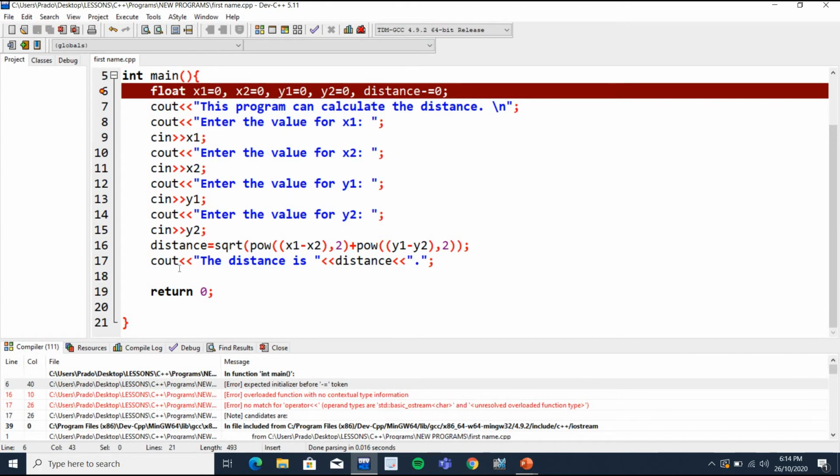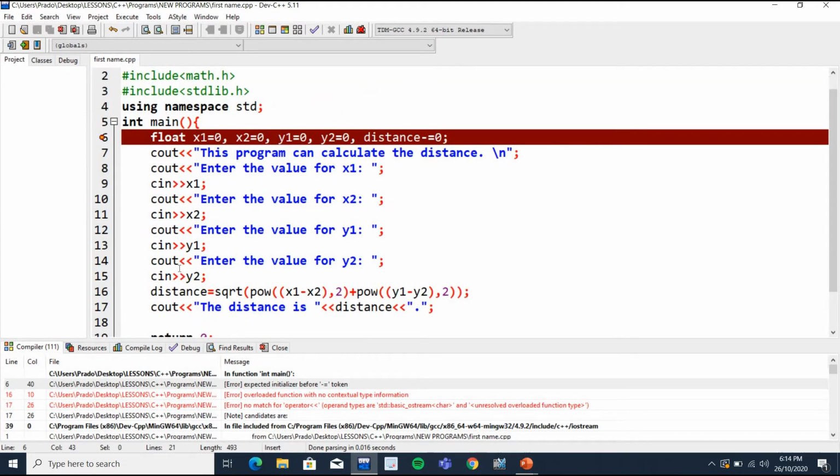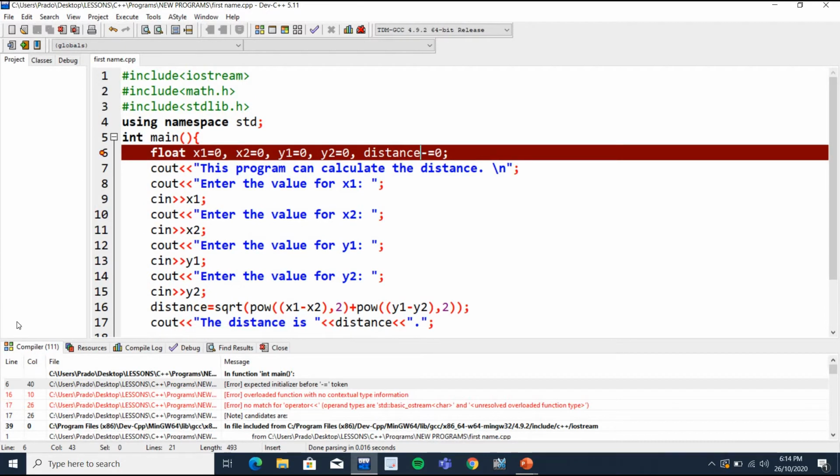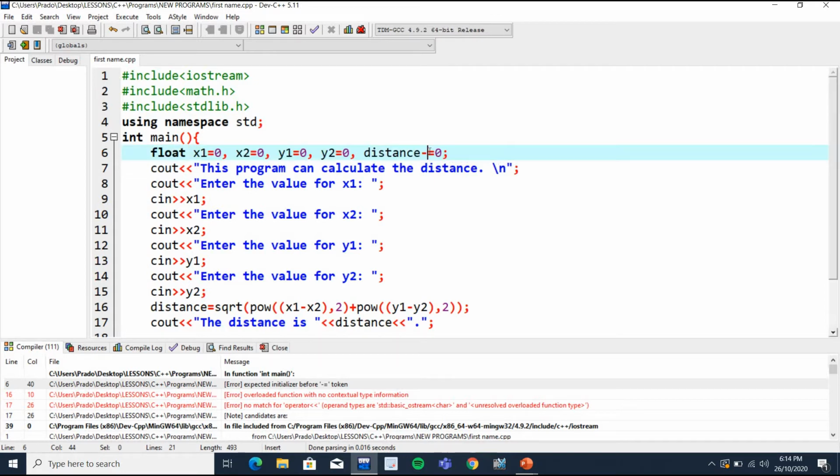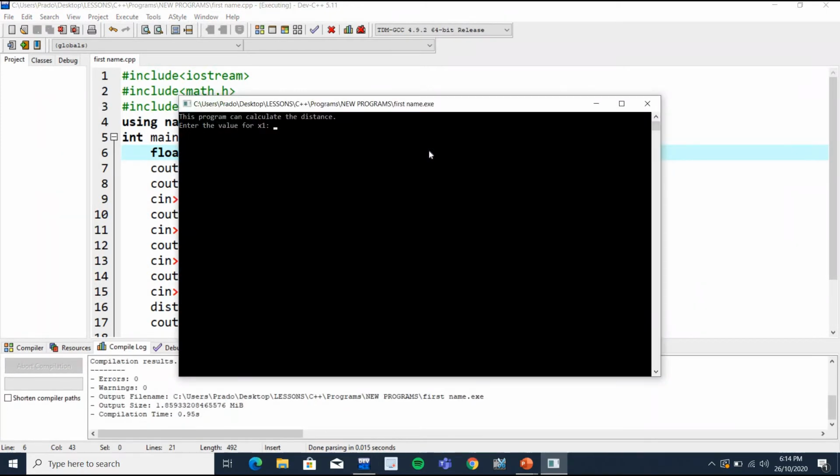So, kung makikita nyo dito, nagkaroon ng problem dito sa float. So, ayan. So, meron ditong isa na nawala na minus sign. Then, let's try again. So, ayan. Nag-run na po siya.